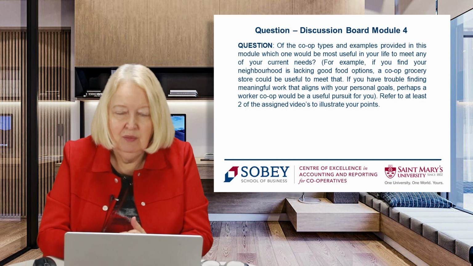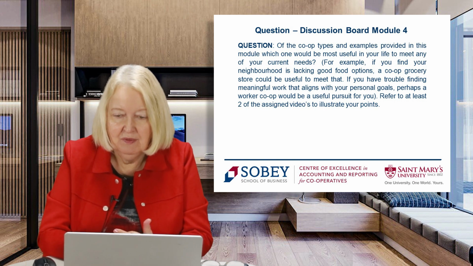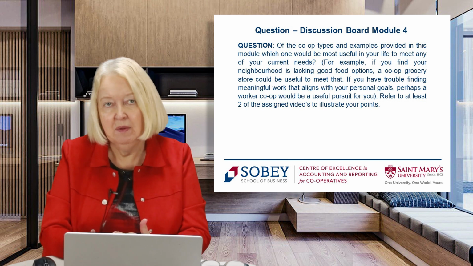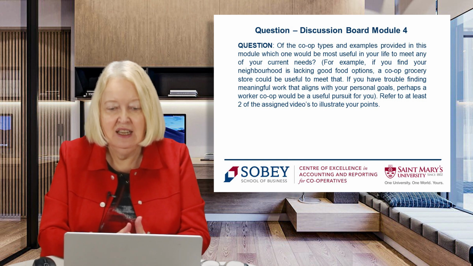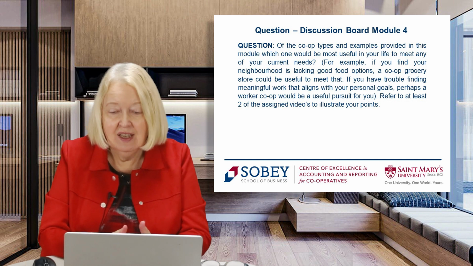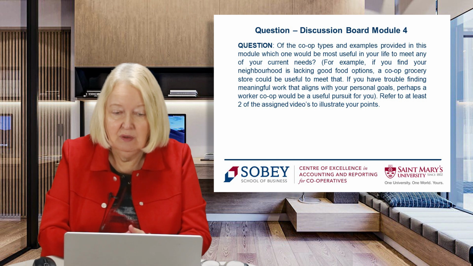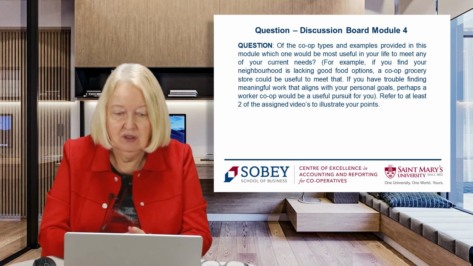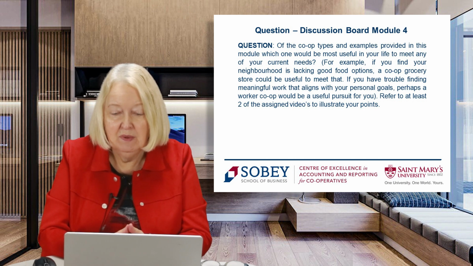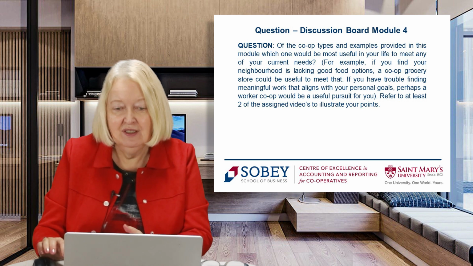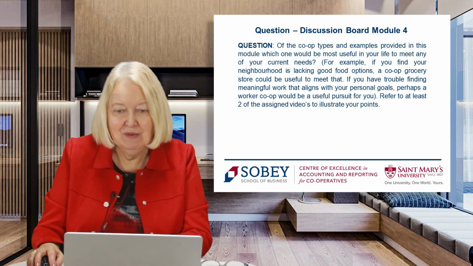So the discussion board question for Module 4 is, of the co-op types and examples provided in the module, which one would be most useful in your life to meet any of your current needs? For example, if you find your neighborhood is lacking good food options, a grocery co-op store could be useful to meet that. If you have trouble finding meaningful work that aligns to your personal goals, perhaps a worker co-op would be useful. So refer to at least 2 of the assigned videos to illustrate your points. And that concludes Module 4.